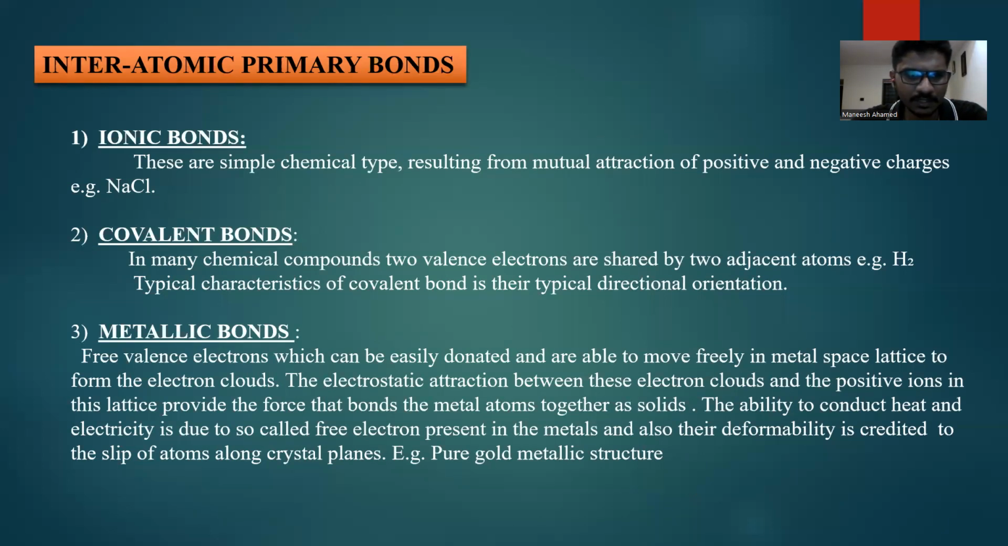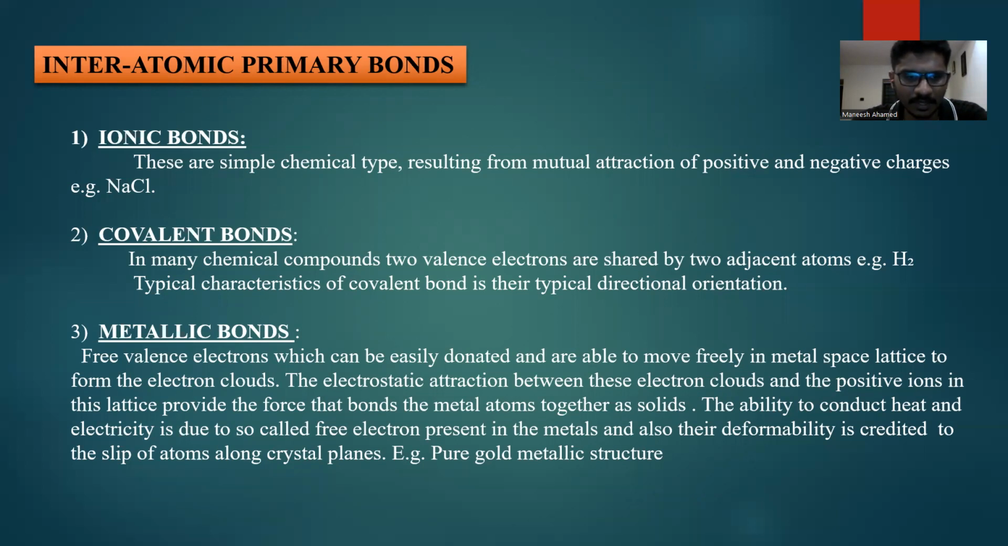Whereas in covalent bonds, as in many chemical compounds, two valence electrons are shared by two adjacent atoms. For example, the hydrogen atom. A typical characteristic of the covalent bond is its directional orientation. So in the case of the hydrogen atom, the electron is shared by two hydrogen cores.